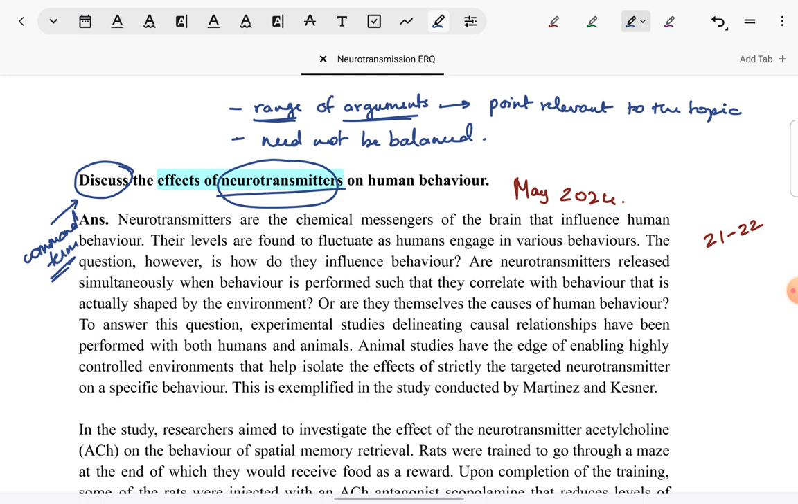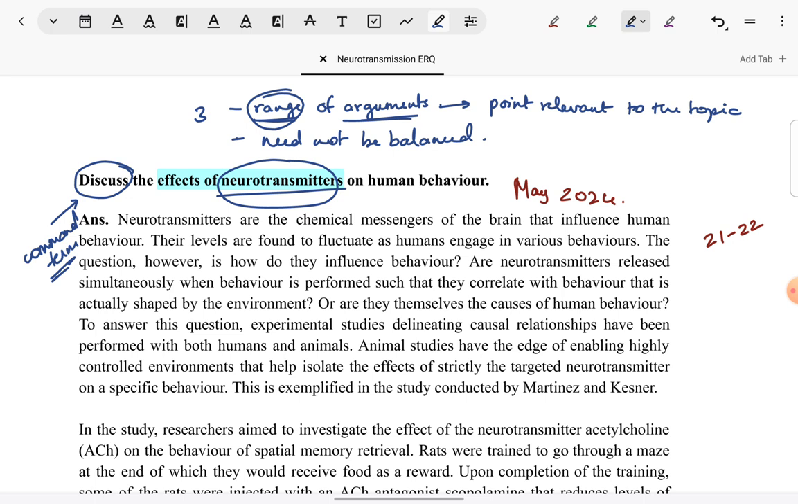Now, one question that immediately comes to mind is how many arguments should there be? I would recommend 3. In my opinion, that makes for a good range. It's not too few, it's not just 1 when a range has been asked for. At the same time, it's not very excessive. If you take 5 or 6 arguments, you end up compromising on the depth with which you cover each argument.